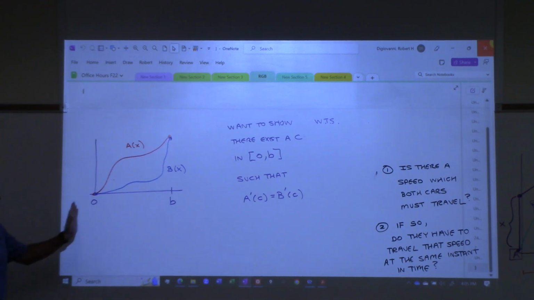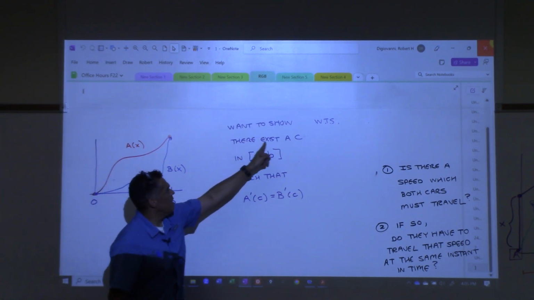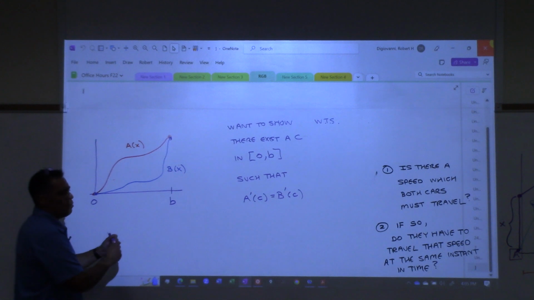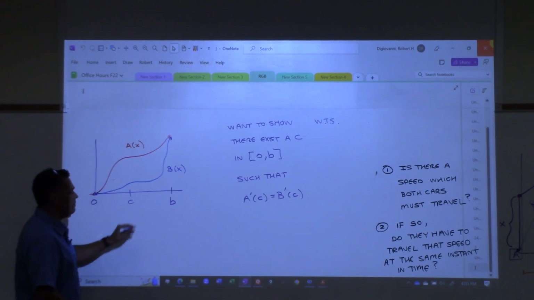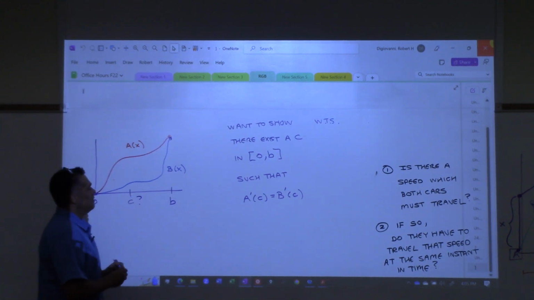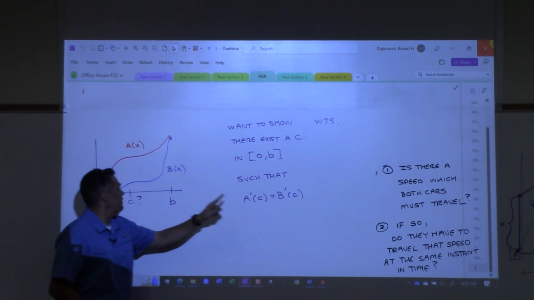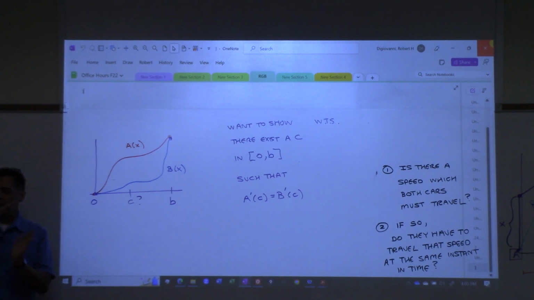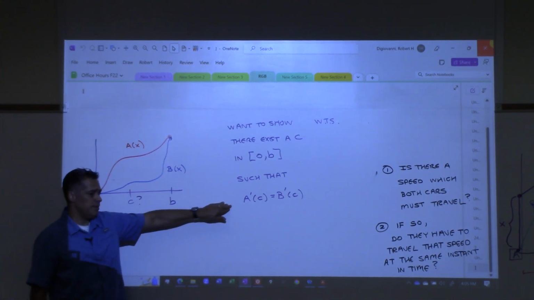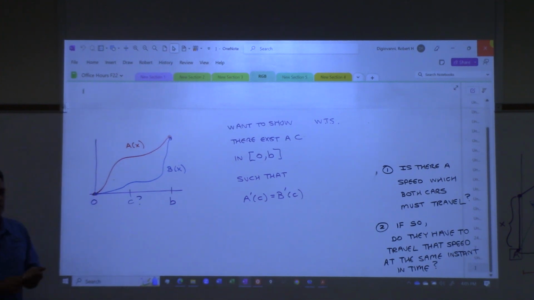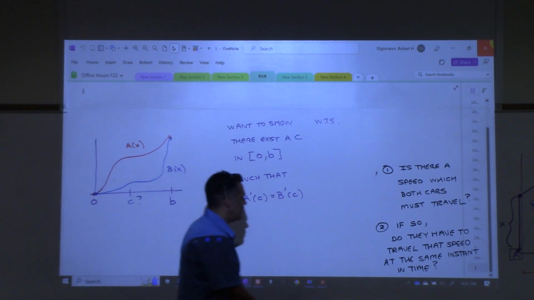What am I saying? I'm going to try and show you that there exists a C somewhere in here. I don't know where it is. There's a C somewhere in here that the derivative of that A function at that value C is equal to the derivative of the B function at that value C, which means they have parallel tangent lines, which means the speeds are the same, right? So would you be convinced if I could show you this? Yes? Everyone? Okay, I'm going to prove to you that that's true.